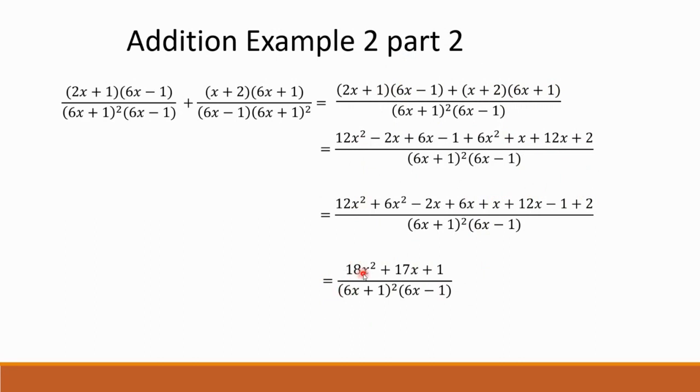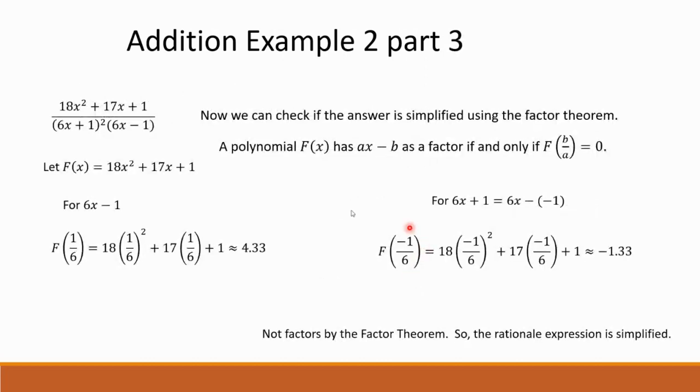Now, looking at this, we could try factoring the numerator. You could probably try the AC method. Do I recommend you do that? Well, maybe recommend is not the right word. Here's a better way of saying it. We don't have to do that, because we have our factor theorem.